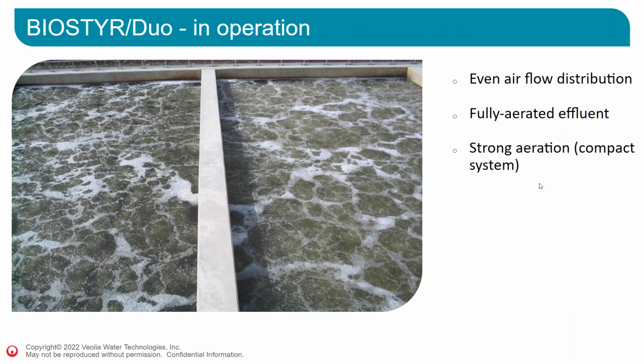What I want to highlight here is that it's fully aerated effluent. There's a strong aeration. This is because this is a very compact system. So the aeration requirements are the same as a regular biological treatment, but since it's so compact, it gives an impression of very high aeration. And you can see that it's an even flow distribution because it's all evenly distributed everywhere through the cell.